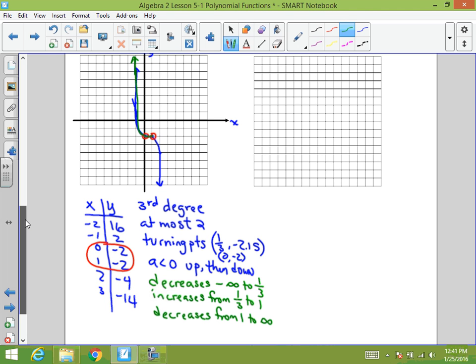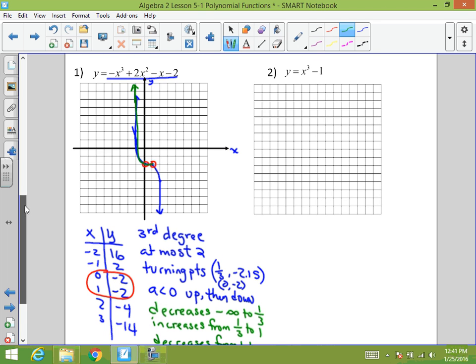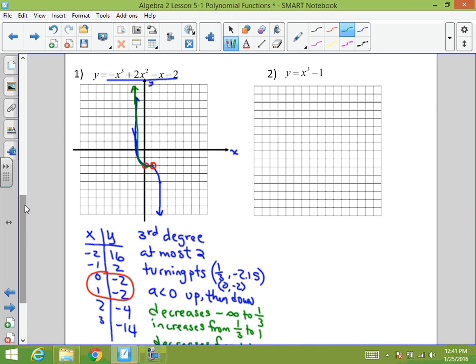Okay. Let's take a look at this second graph. y equals x to the third minus 1. So let's make another little table of values. I think I'll do it in purple this time. So let's do a little x and y chart here. I'm going to stick with -2, -1, 0, 1, 2, 3. They give me approximate good answers.